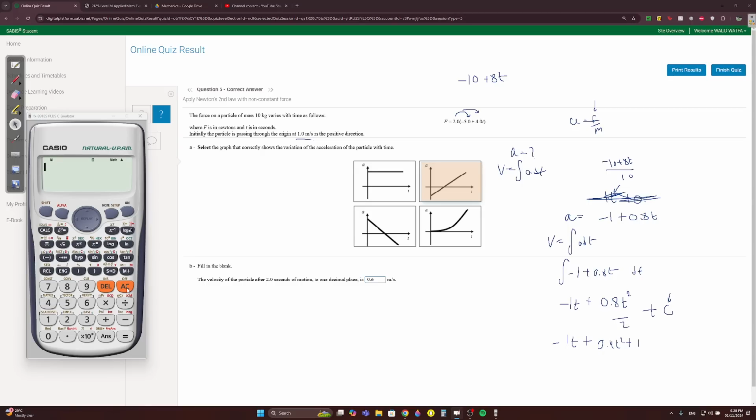So put this in your calculator: minus 1 times 2, at 2 seconds, plus 0.4 times 2 squared, which is 4. So I'm going to put 4, plus 1. You're going to get 0.6.